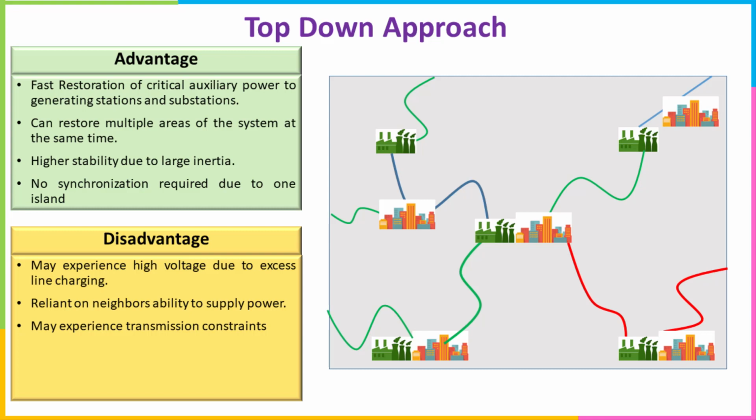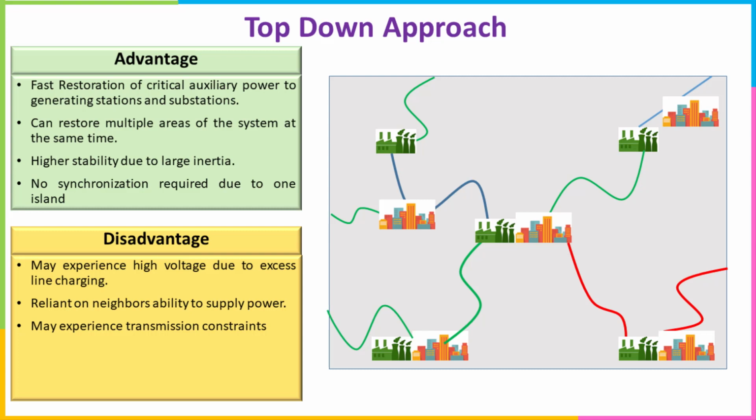Okay, then what is the issue? The disadvantage is that you may experience high voltage. I already told you that there will be a high capacity line available, and you are reliant on the neighbor's ability to supply the power. So you are very much dependent on them, on whether they can extend the power to you. In many countries there are contracts for black start ancillary services, so you have a contract that during such a condition they have to supply you power.